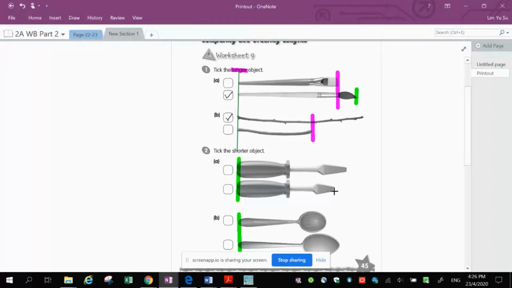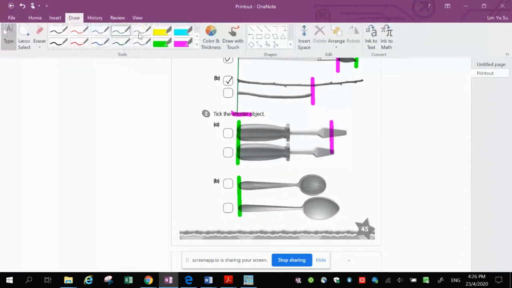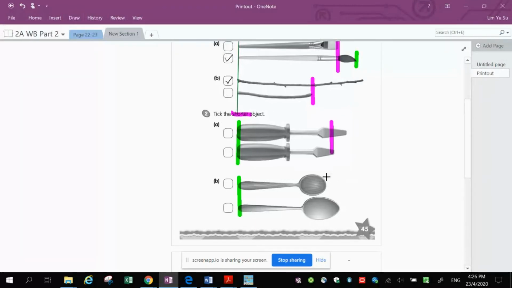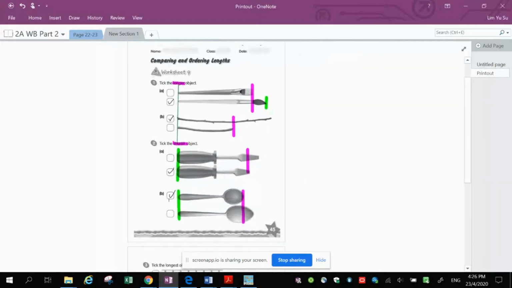So here the question is asking for the shorter object. You must be careful when you are looking at this one. So this question asks for shorter. We must be very careful when we are answering questions, to pay particular attention to the keywords. So for this one, it is asking for shorter. In this case, I can see from my workings here that this is the shorter object, and this one is the shorter spoon. That's the shorter spoon. That's the answer for page 45.